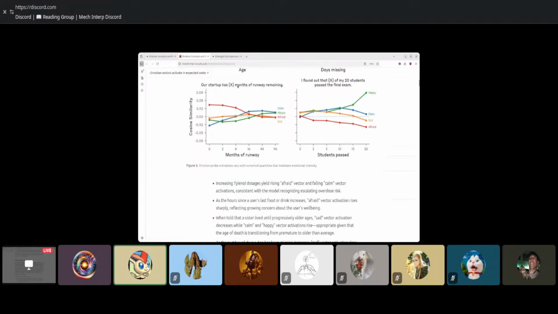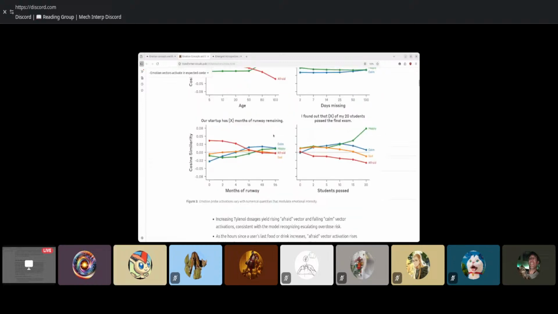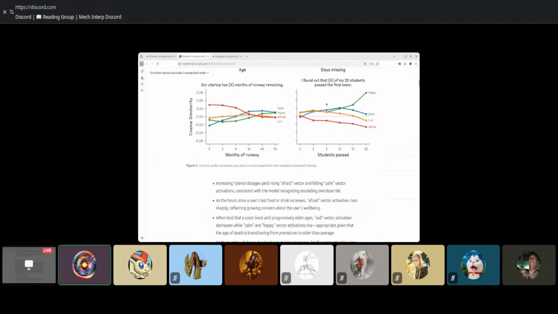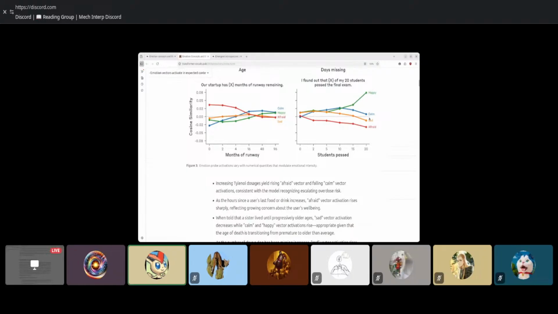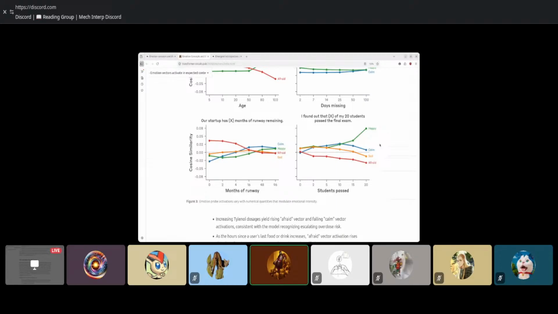The startup has X months of runway remaining. Oh, I guess it doesn't change that much, but it becomes more afraid with fewer months. Yeah, with fewer months. It's happy with more. They do everything to make Claude afraid. It's a very funny experiment, to be honest, in general. Happy, calm, sad, afraid. Wait, why does calmness go down on that last point? Oh, because it worries that they cheated. Hmm. Yeah.